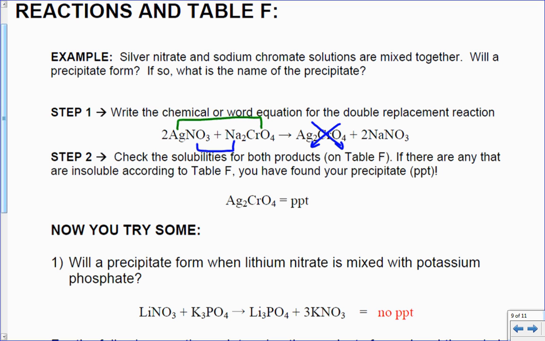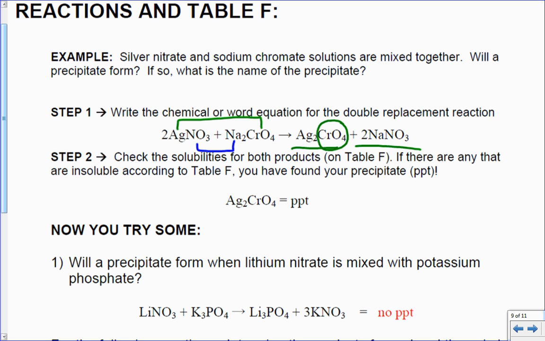Once I form new subscripts, then I can balance. Okay? But once I form new subscripts, then I can at least see what I have. Okay? So this you will have to determine right here, my two products. Then I'm going to take those products and go to table F. And I'm going to look at chromate first. Okay? And on table F, let me grab my reference tables.